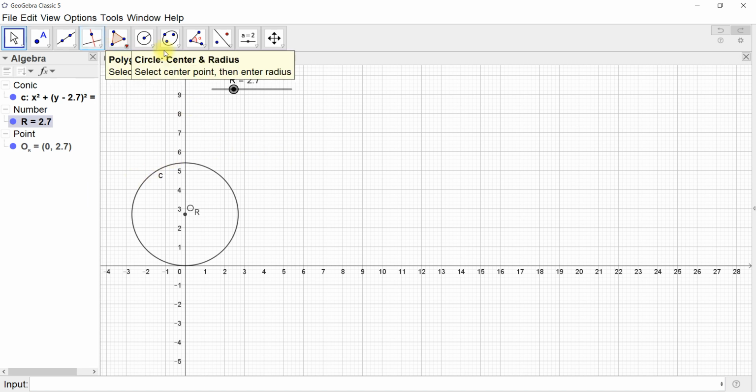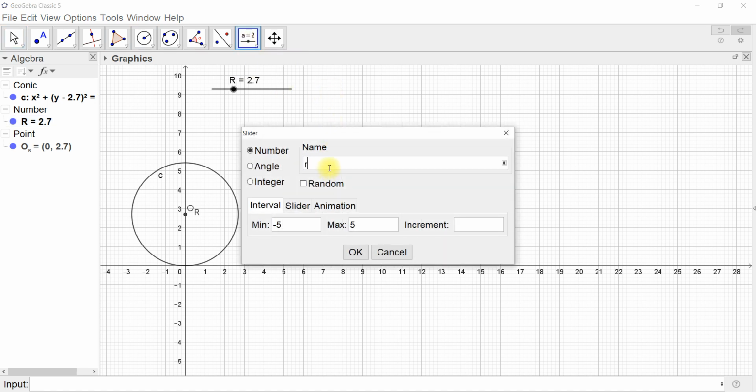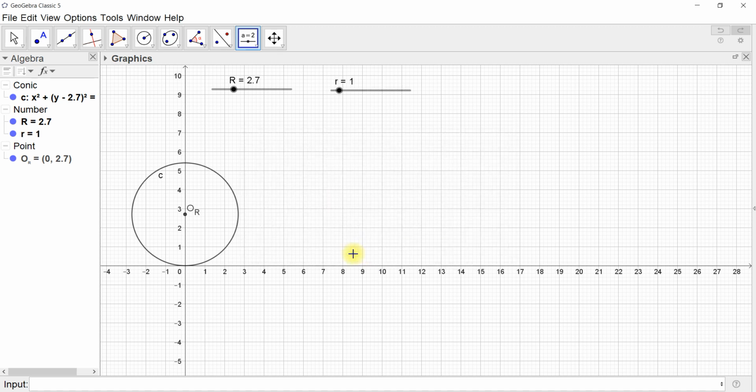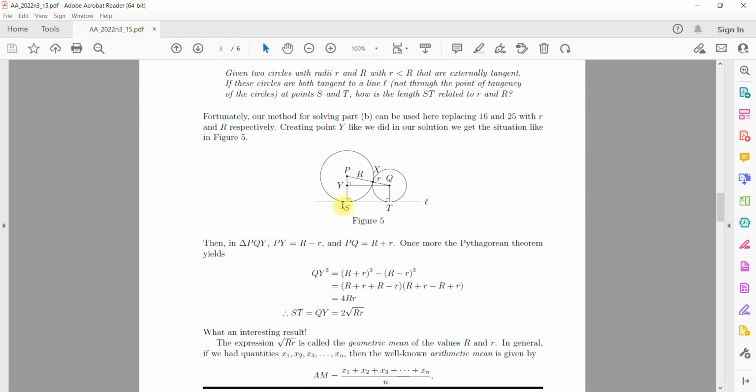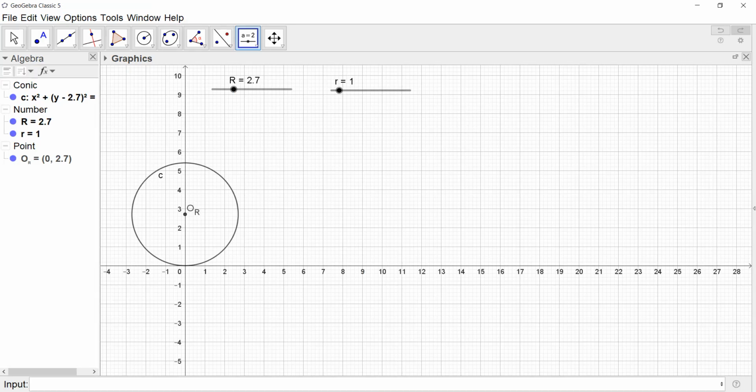Okay, so we want to come and do the second circle. So I'm going to call this one little r, again 0 to 10. Okay. If we pop over to the article, we saw that in the article, the distance between the 2 points of tangency was 2 times the square root of the product of the radii of the two circles. So what we're going to do is we'll go back to our input here. I can just type that in.